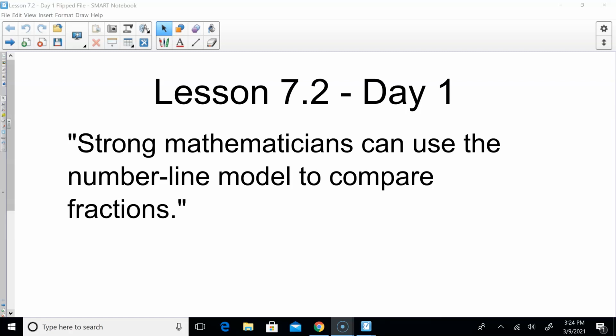Today, strong mathematicians can use the number line model to compare fractions. I'd like you to take out your notebook, your pencil, and write down today's date and the name of the lesson, and let's get started.